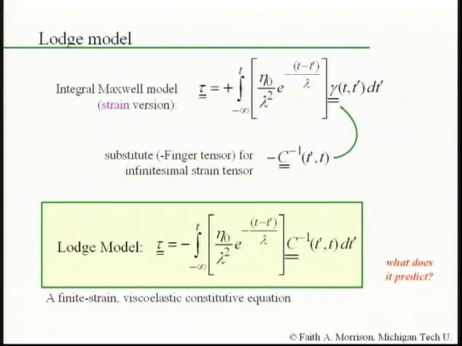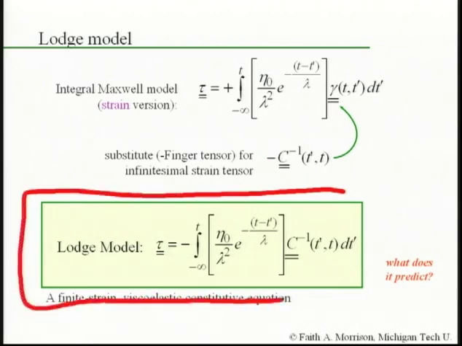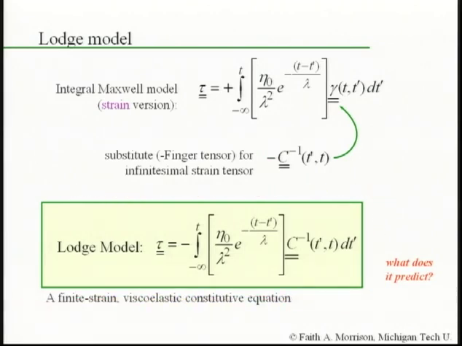Now actually we're going to do something slightly different. We're going to replace it with the negative of the finger tensor. And the reason for that is because, look at this, t prime, this is t prime t. And so at small strains, negative finger tensor becomes this one. So in order not to change the sign of the equation, we use the negative one. And this gets us a new constitutive model called the Lodge model. This model is named after Arthur Lodge, who passed away last year. He was a professor at the University of Wisconsin, and he was quite an innovator in rheology.